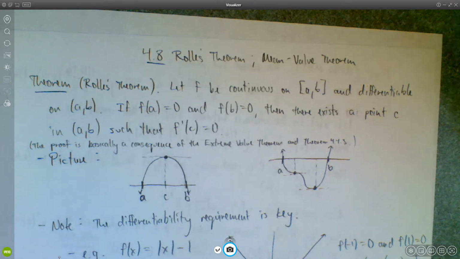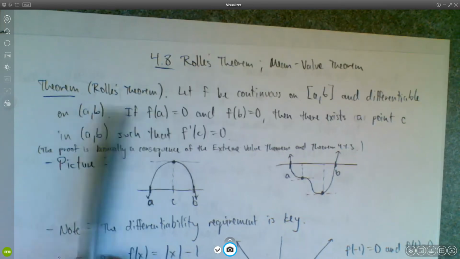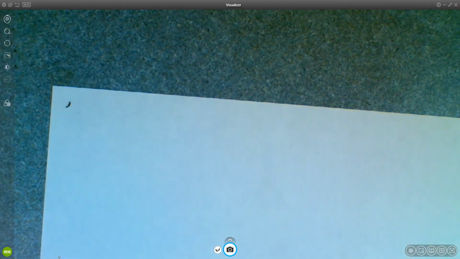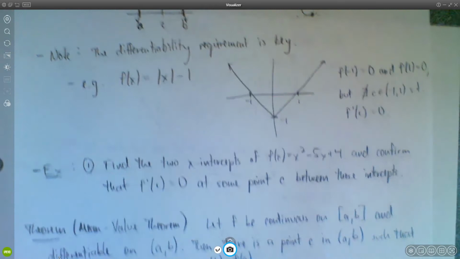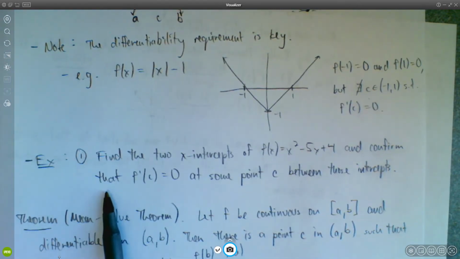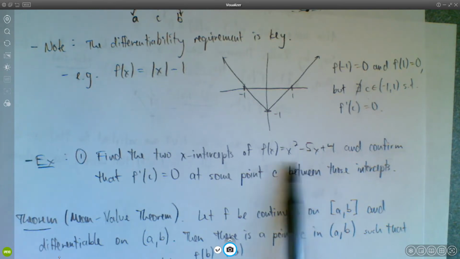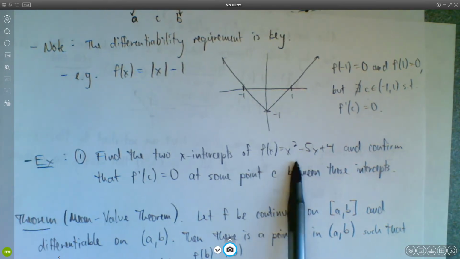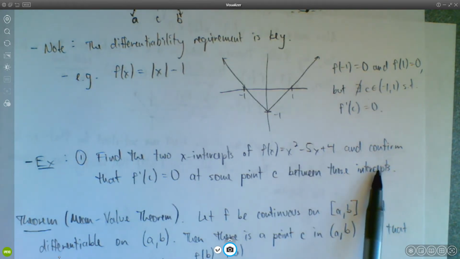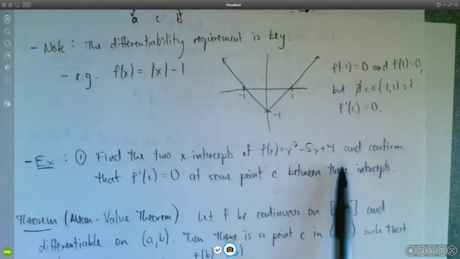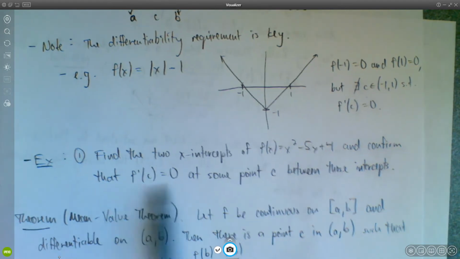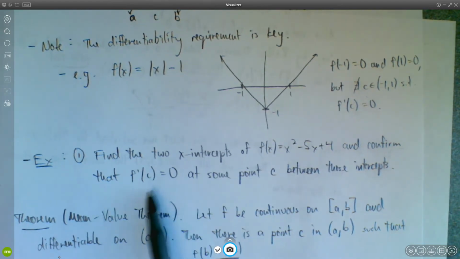Okay. So let me give you an example of Rolle's theorem in action. So that I don't have to write this out again, you can pause the video and write this out. But anyway, let's do this example here. Let's find the two intercepts of f(x) equals x squared minus 5x plus 4. So it has two x-intercepts. Let's find them, and then let's confirm that since we're crossing the x-axis in those two places, there must be a place in the middle somewhere such that the derivative is 0. So let's confirm that that's true. So here we go.